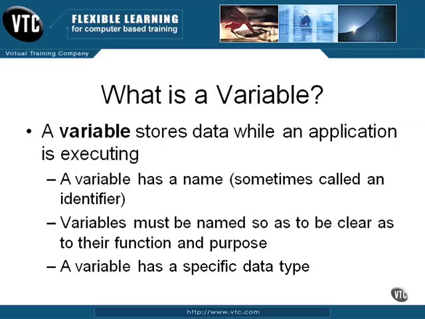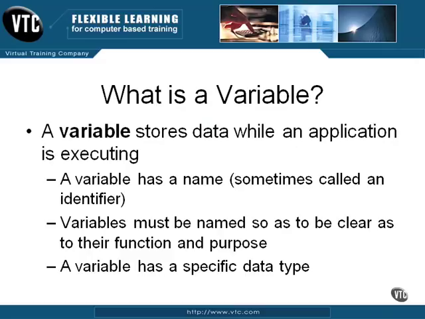In this movie we will discuss variables. A variable is essential to the programming process. A variable will store data while an application is executing. A variable will have a name. It will be a name that you, the programmer, will create. This name is sometimes called an identifier.